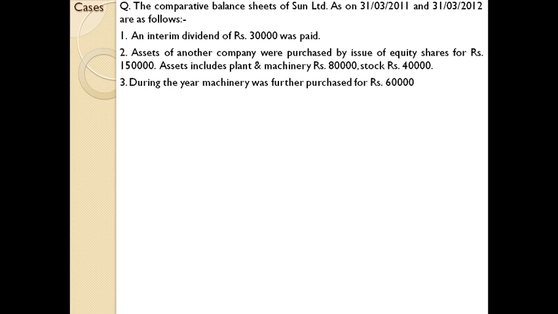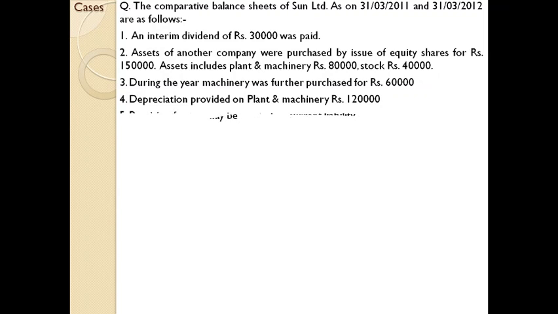Next one, during the year machinery was further purchased for rupees 60,000. It means during the year this concern has further purchased machinery of rupees 60,000. The company might have purchased some machinery earlier, and after that they bought again some machinery for rupees 60,000. You need not worry about that. Next one, fourth adjustment, depreciation provided on plant and machinery 1,20,000. Next one, provision for tax may be treated as a current liability.